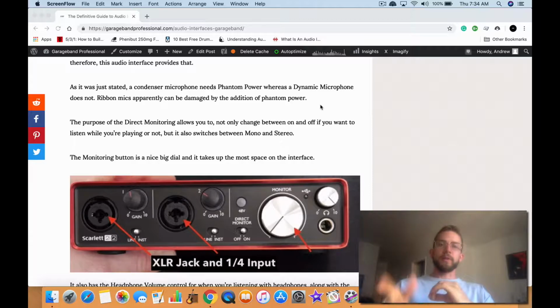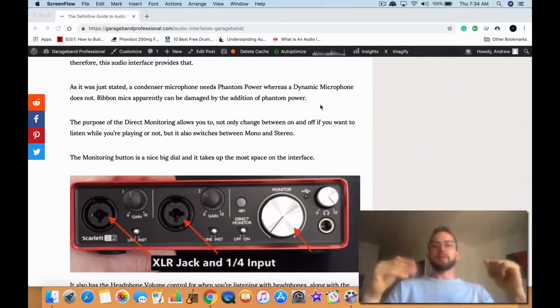On the latest audio interface from Scarlett, or excuse me, Focusrite, you can actually switch between mono and stereo. So that's kind of just directing the channel through either. If it's in stereo, it's spread across left and right, and if it's mono, it's just one channel.